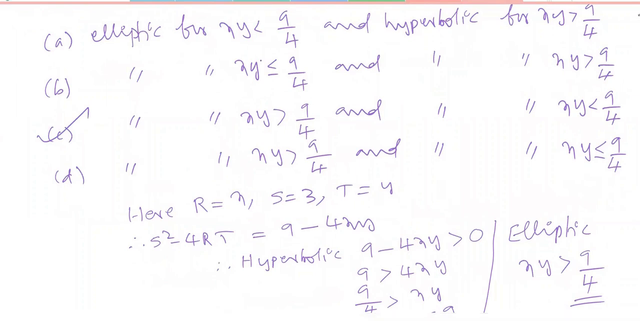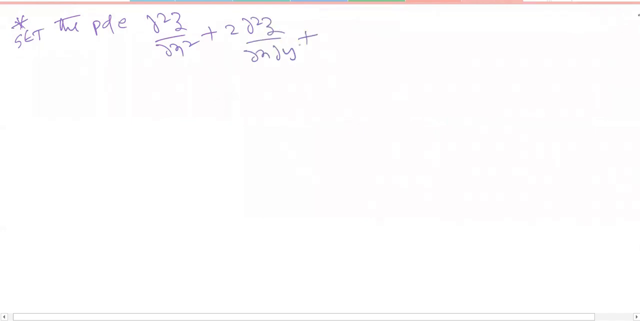Okay. Now I am taking another problem from the set. The partial differential equation, simply writing PDE: del square z by del x square plus 2 into del square z by del x del y plus del square z by del y square is equal to 0. We have options. I am writing one by one here.